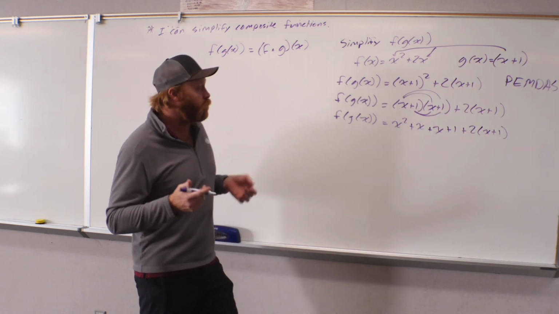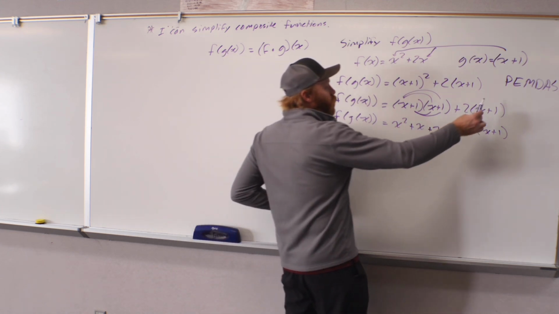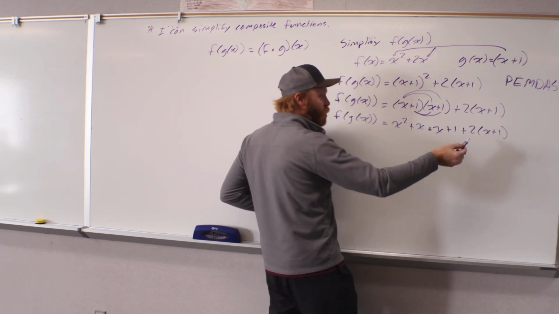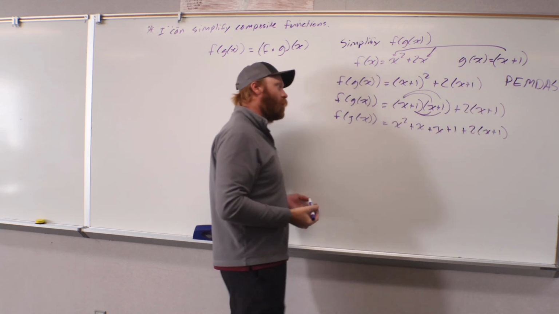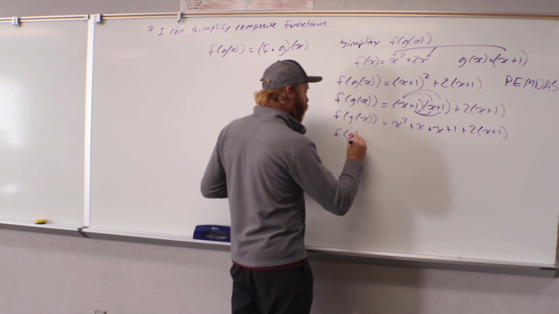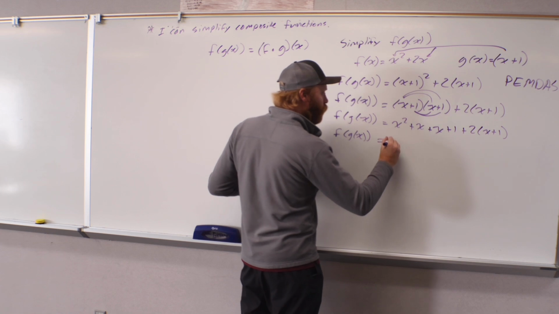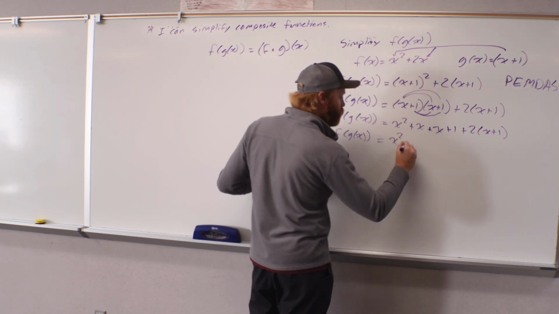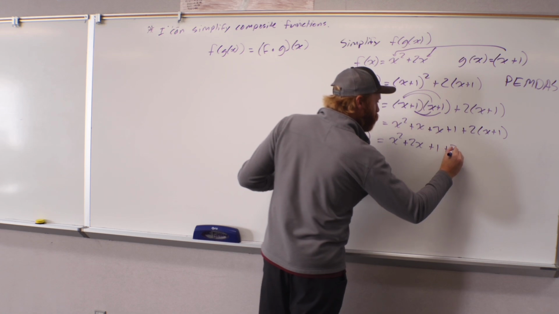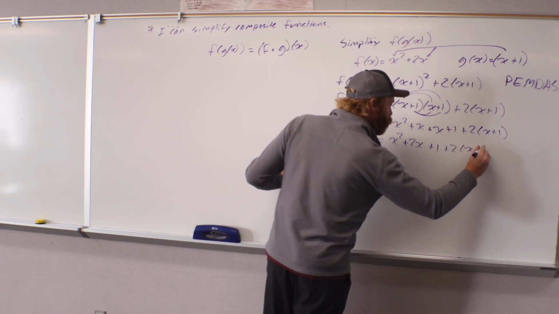Learn the rules, then you can play the game. Okay, so we did our exponents. Now we're going to simplify. And once we simplify, then we move on to our multiplying and dividing. So f of g of x, we have x squared, x plus x is going to be 2x plus 1 plus our 2 times our x plus 1.